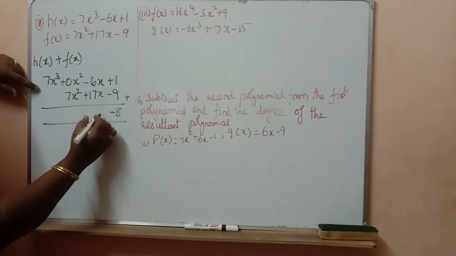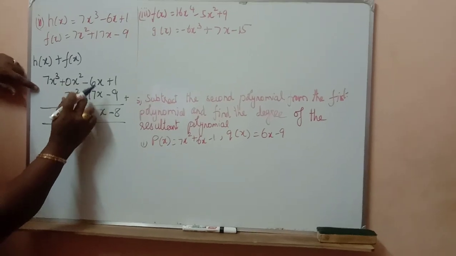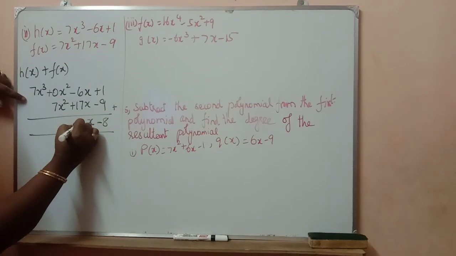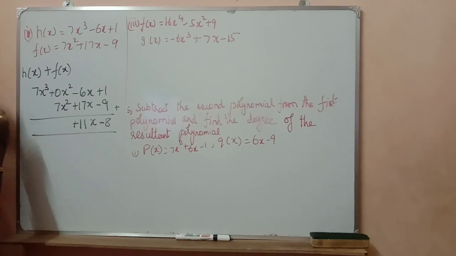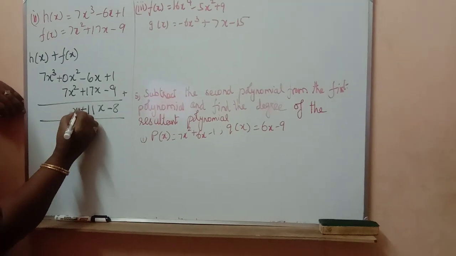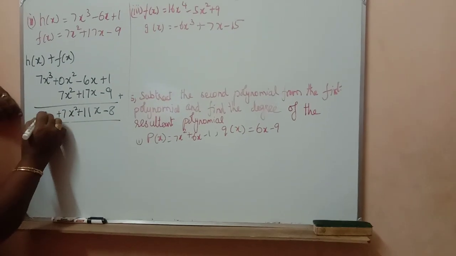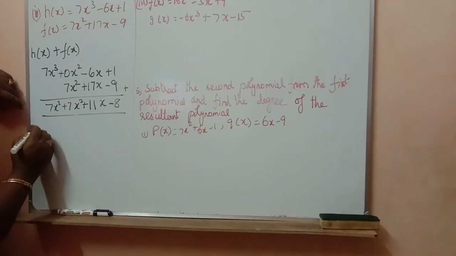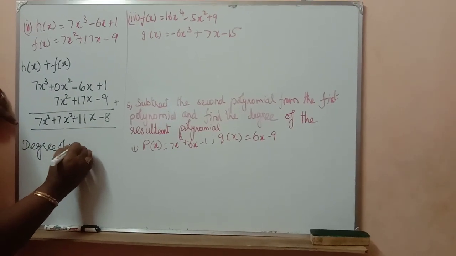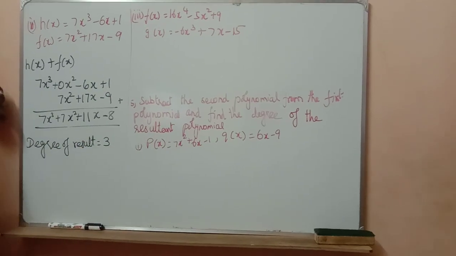Next, variable x, the same variable. Minus 6 plus 17, again different sign, subtract and put the greatest number's sign. 17 minus 6 is 11, greatest number plus, so plus 11x. Next, x square: 0 plus 7, so plus 7x square. There is only one term, so 7x cube. Now the degree of this resultant is power 3. So 3 is the degree of this result.